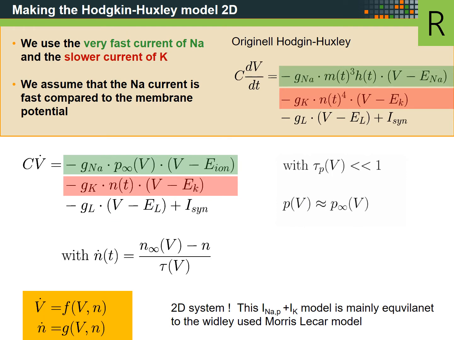This gave us finally an equation where we have the first part that was coming from the adiabatic assumption, where we expressed p by p infinity, assuming that p is changing so fast that its own dynamics can be neglected. And we added the second component, which was then dependent on n of t.